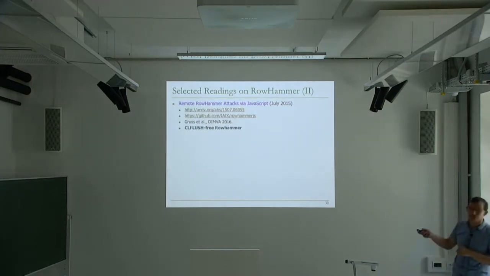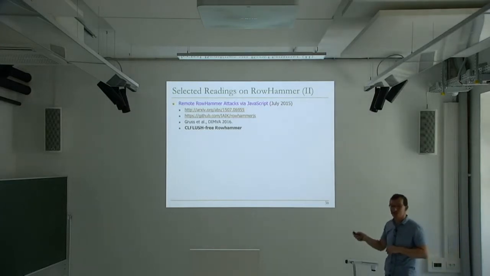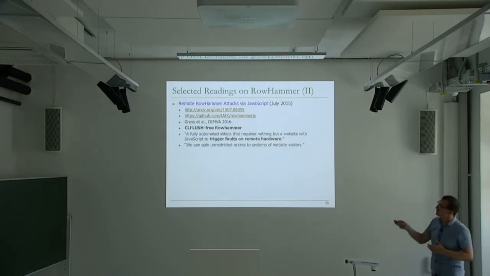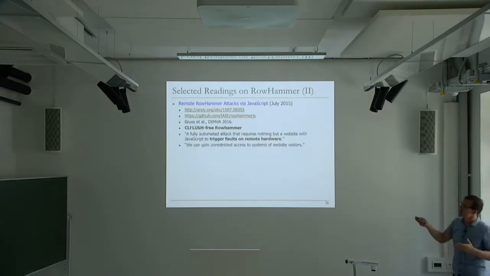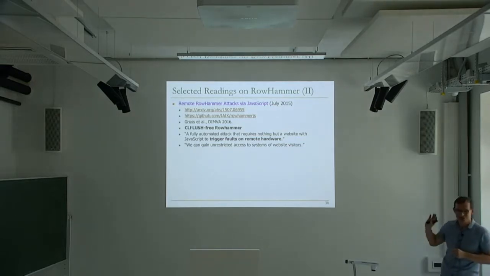Basically, they got rid of the CLFLUSH. You could actually induce these bit flips without flushing the cache lines by ensuring that cache lines are gone by causing interference in the cache set. And they were able to actually trigger faults on remote hardware, essentially. It requires nothing but a website with JavaScript. And they showed that they can gain unrestricted access to systems of website visitors. This is actually very interesting. This is one of the first such attacks.